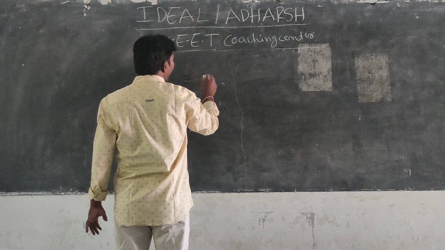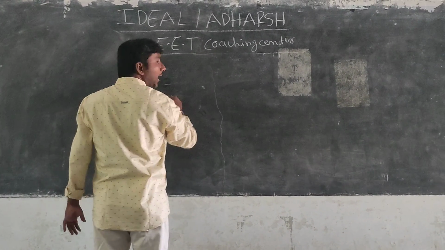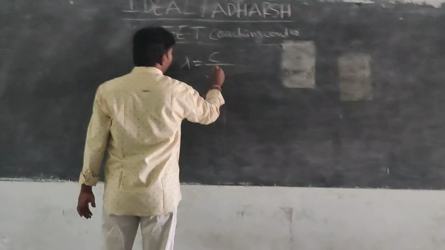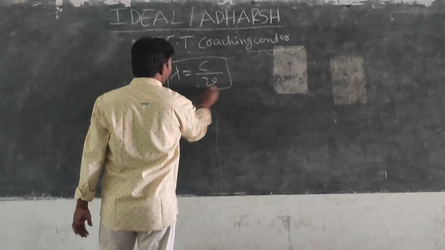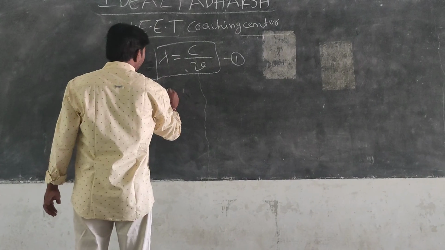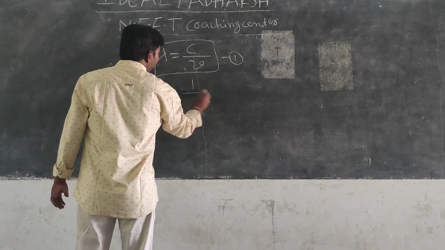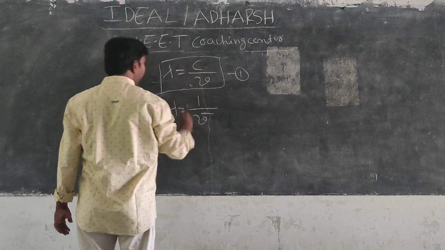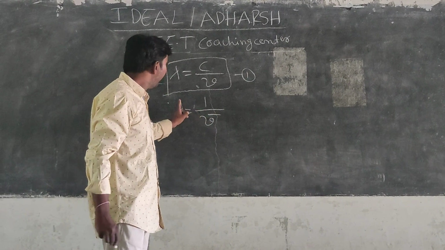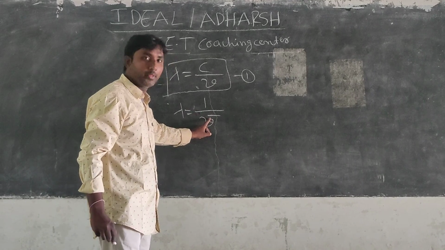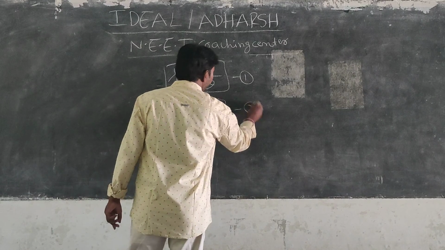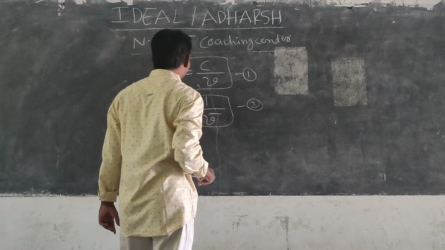Wave number applied to the nu, c, lambda relationship. Already we know lambda equal to c by nu. This is equation 1. Next, lambda equal to 1 by nu bar, where nu bar means wave number. Wavelength is the reciprocal of wave number. This is the second equation.